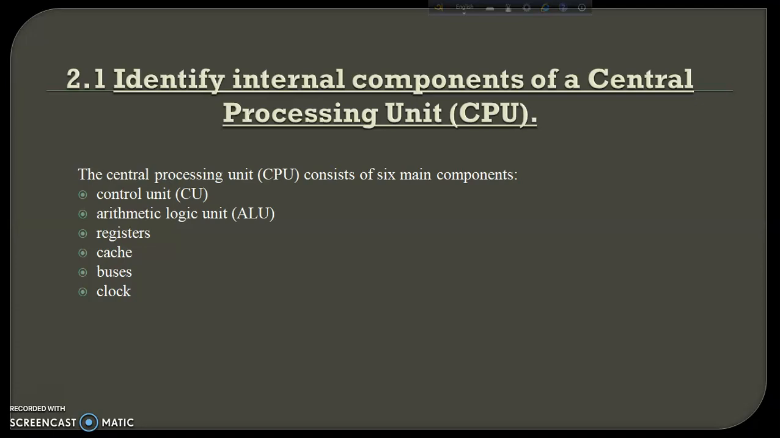2.1 Identify internal components of a central processing unit, CPU. The central processing unit, CPU, consists of 6 main components. 1. Control unit. 2. Arithmetic logic unit, ALU. 3. Registers. 4. Cache. 5. Buses. 6. Clock.